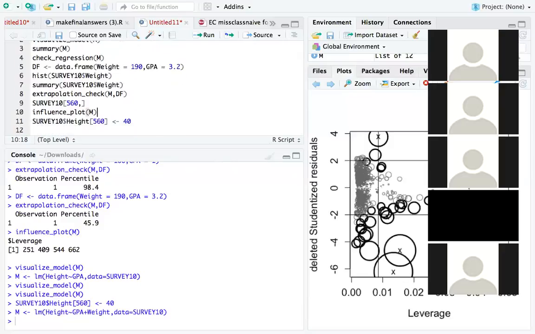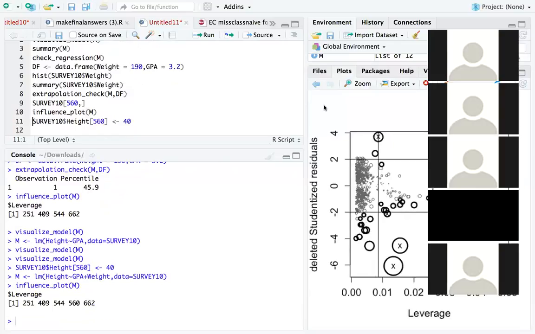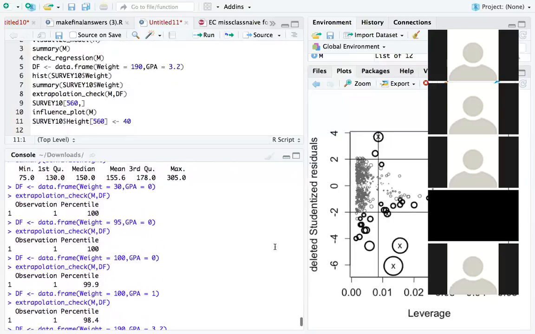So now you should see, if everything works properly, this dot should drop down a good bit, and it does. That's exactly what I wanted to happen. Because I could identify this point. I want to make it clear how I'm able to read and understand this graphic, because the more leverage something has, the more extreme it is in its x values. That's why I started off with the extrapolation check, and I checked this person right here who had a weight of 95 and a GPA of 0, and it told me they are the most extreme in their x values.